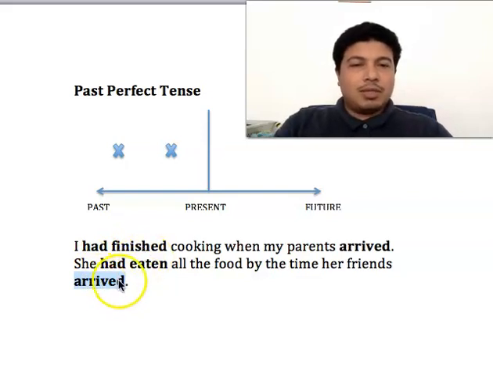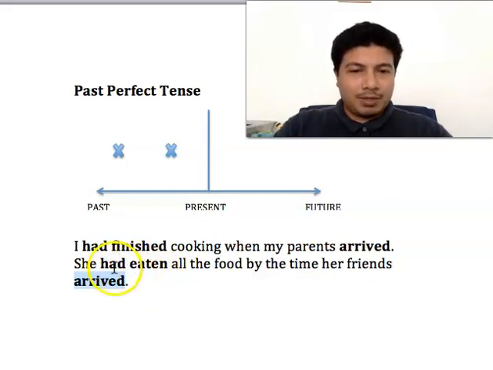So there are two things that happened in the past. Because this one happened first, we have past perfect tense. So she had eaten. So the situation that happened before this one.